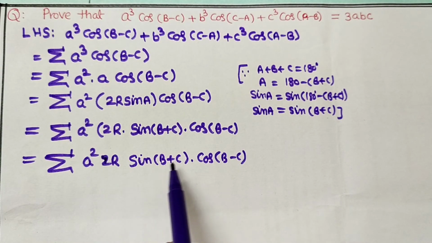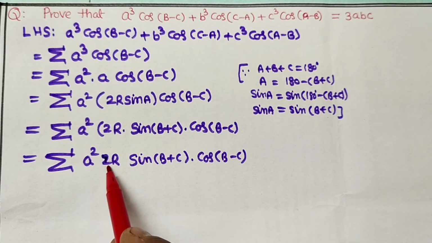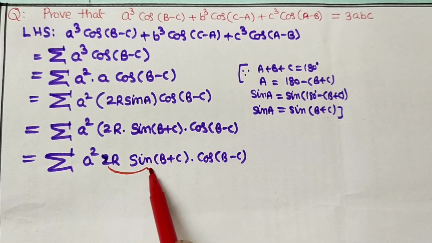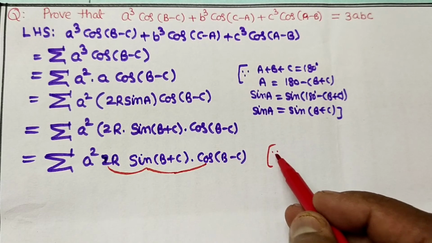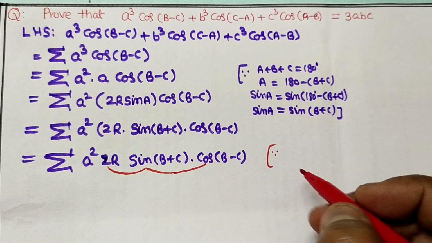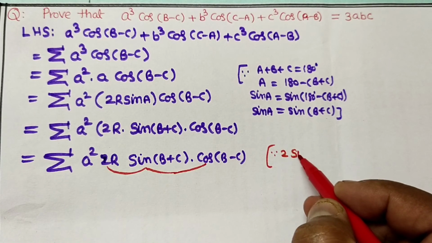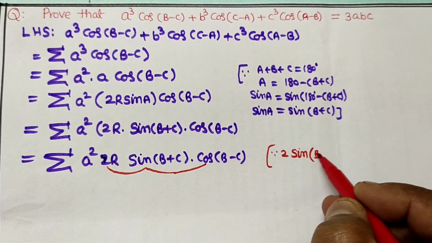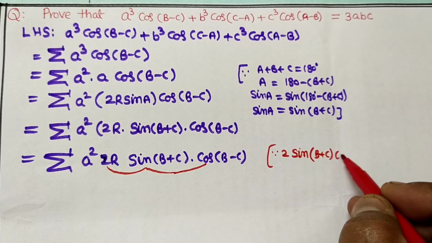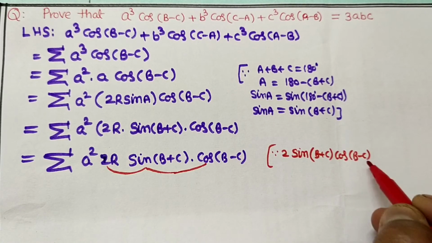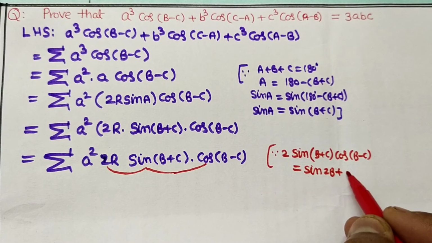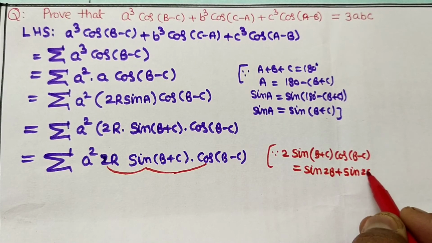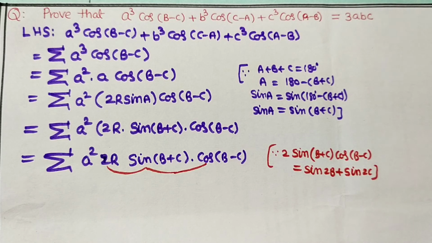2 sin(b+c) cos(b−c). Observe carefully: 2 sin(b+c) cos(b−c). These three terms form a formula. Which formula? 2 sin(b+c) cos(b−c) is equal to sin 2b plus sin 2c. This is the formula we have.